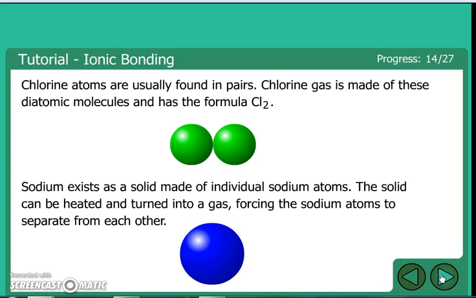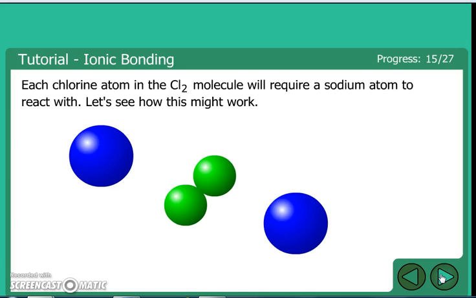Chlorine atoms are usually found in pairs. Chlorine gas is made of these diatomic molecules and has the formula Cl2. Sodium exists as a solid made of individual sodium atoms. The solid can be heated and turned into a gas, forcing the sodium atoms to separate from each other. Each chlorine atom in the Cl2 molecule will require a sodium atom to react with. Let's see how this might work.